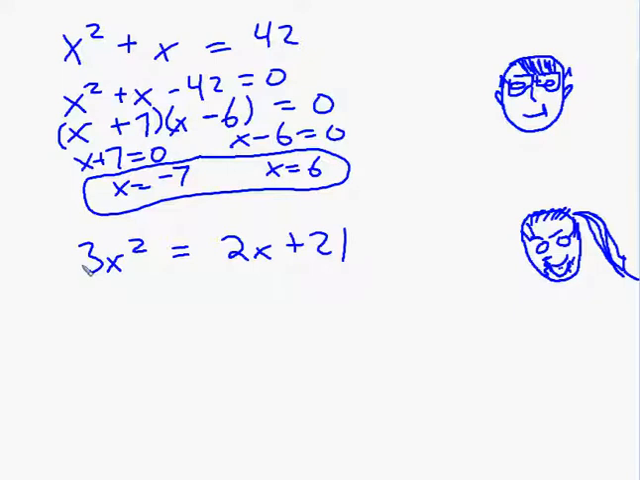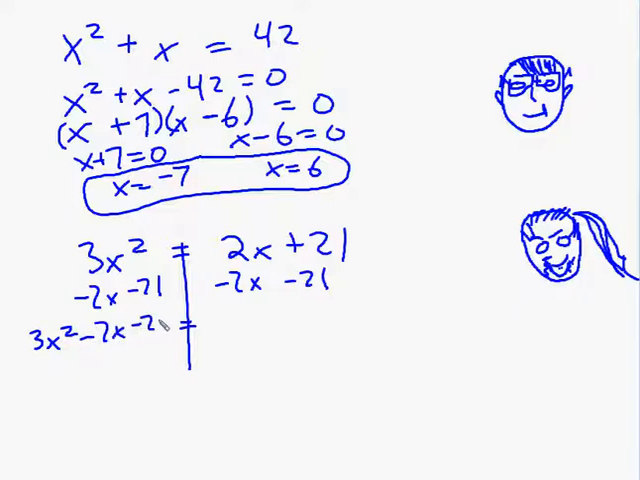What do you think we should do first? I don't want a zero. Make something square. I get everything to one side, so I'm going to subtract 2x and subtract 21. I must have everything on one side. So I get negative, or 3x squared minus 2x minus 21 equals 0. Then we factor that.